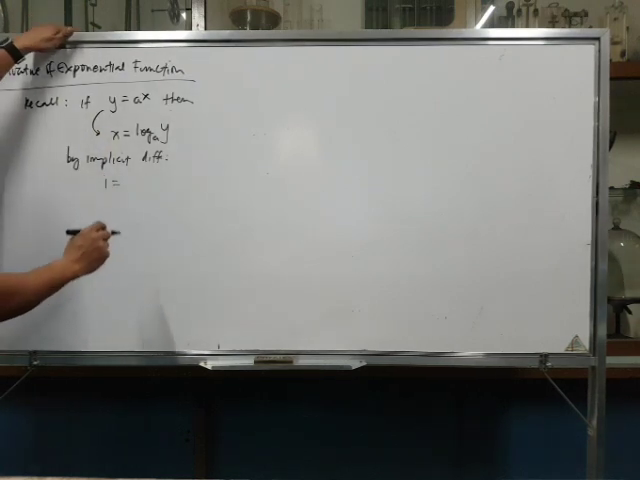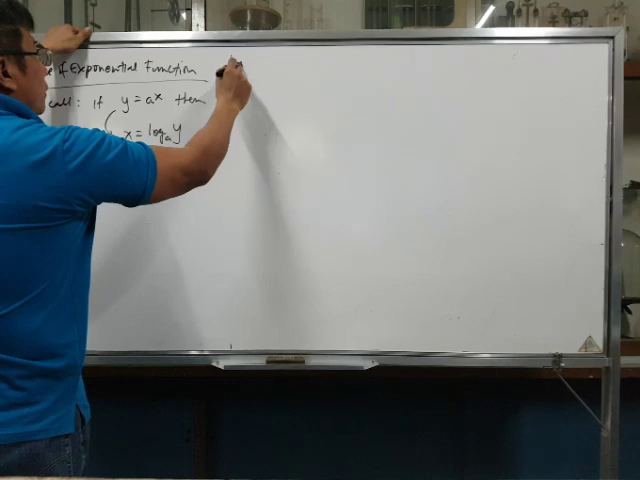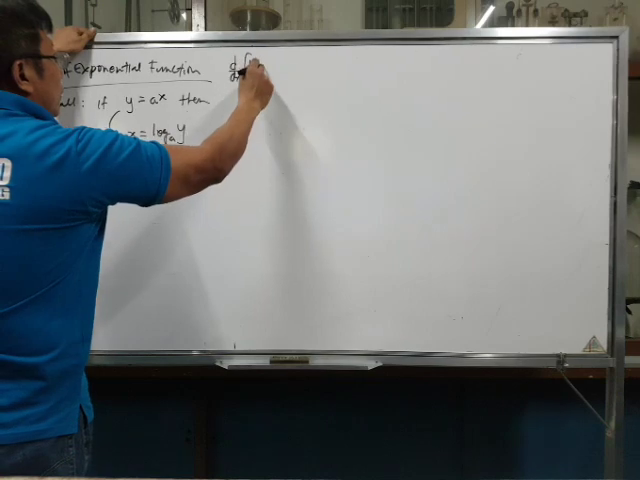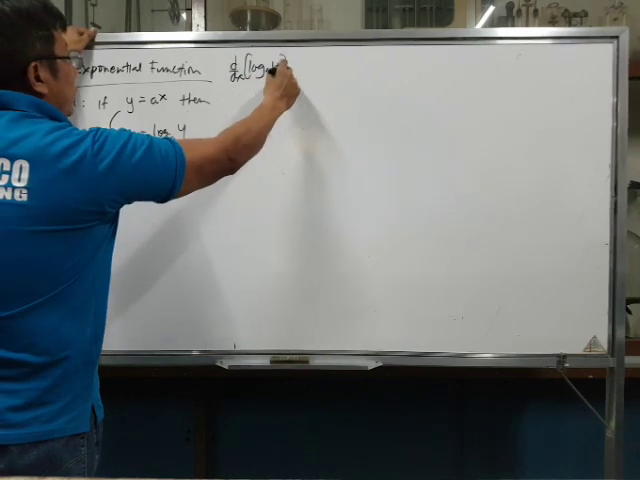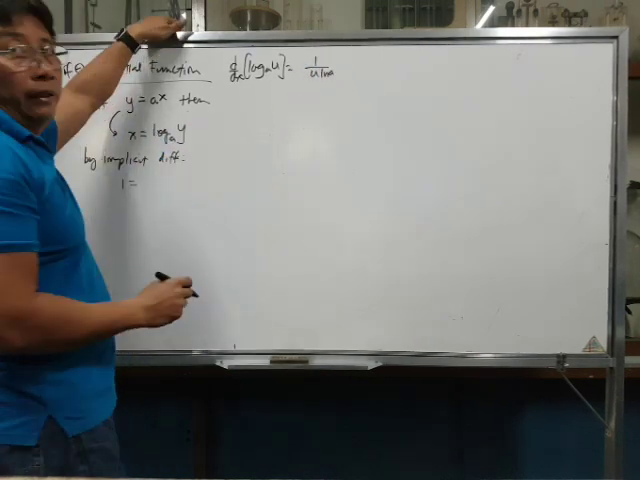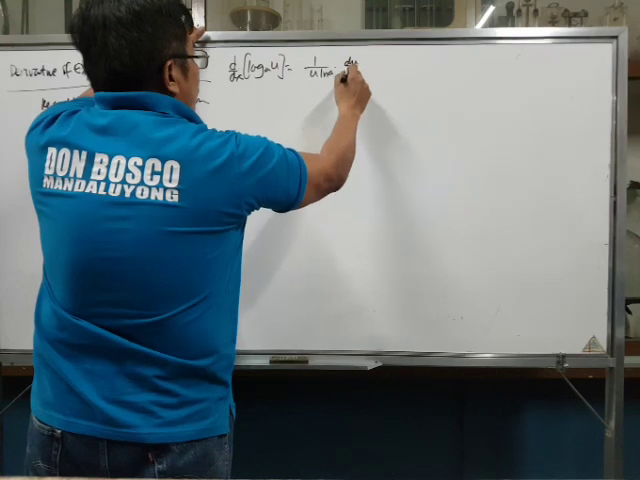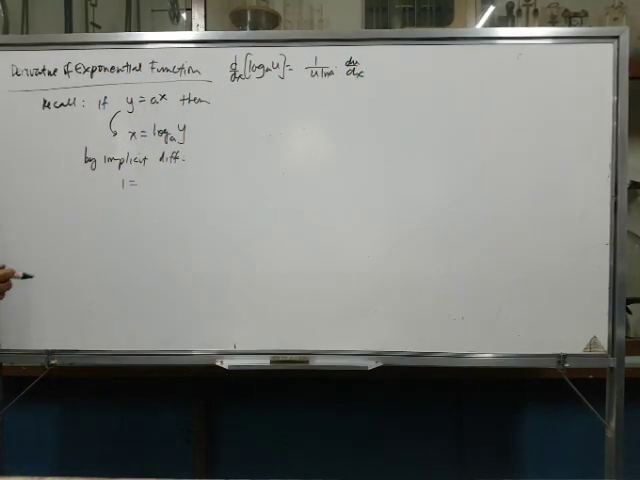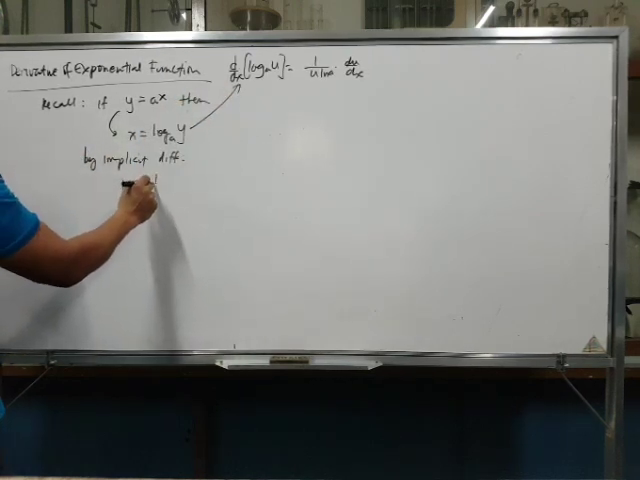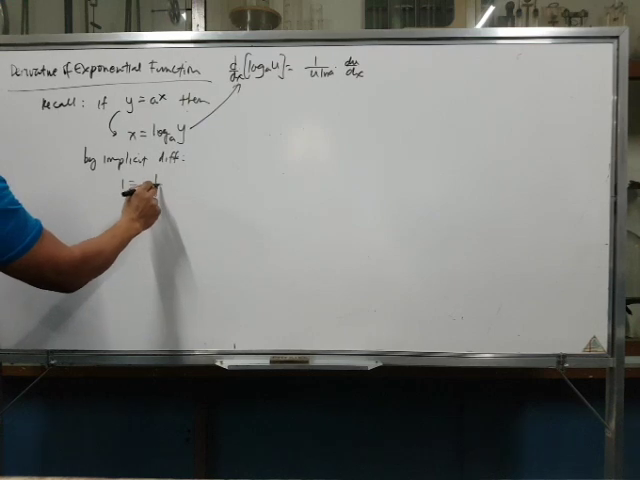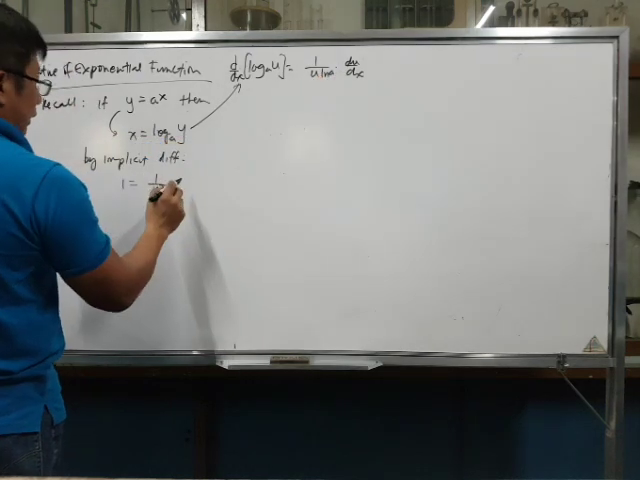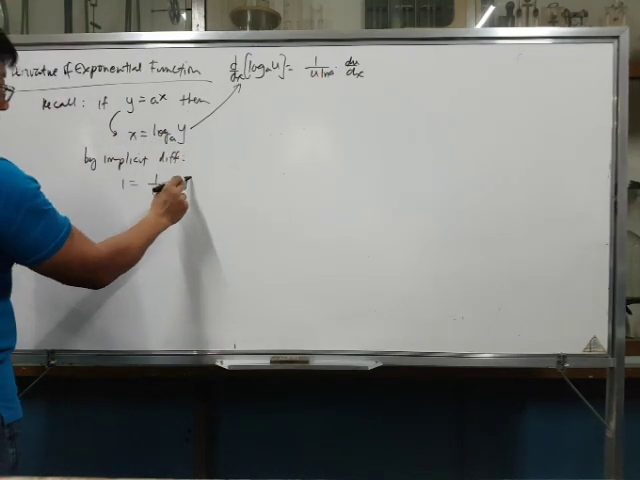And the derivative of logarithmic function, if you try to recall, the derivative of logarithm of u base a is equal to 1 over u ln a multiplied by the derivative of u with respect to x. So here we can use that formula. So the answer is 1, instead of u it is y, and then we have here ln a.